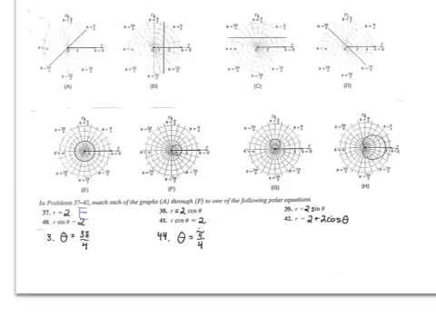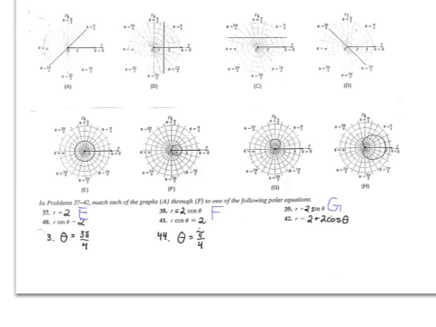38, we have r equals 2 cosine theta. And if you refer to your sheet, that would be a circle, and it would have symmetry around the x-axis. So that would have to be choice F. 39 is r equals 2 sine theta, and that is also a circle, but it has symmetry around the y-axis. So that would have to be choice G.